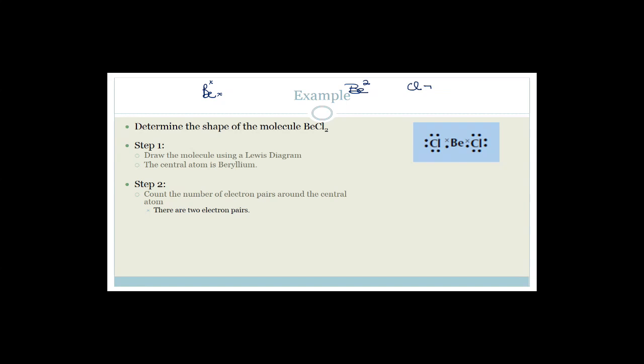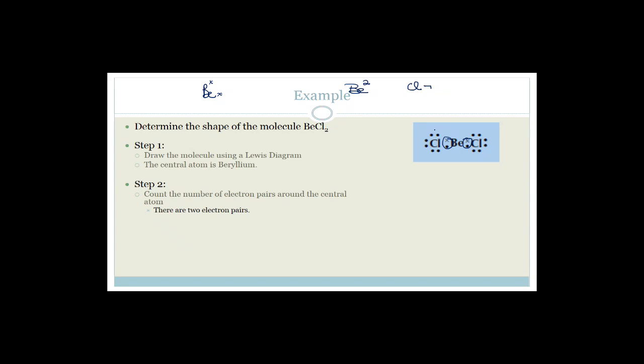Let me see. There are two types of electron pairs, okay? Around the central beryllium atom, do you agree there are no unshared pairs of electrons? Unshared pair, okay. So we've got two shared pairs and no unshared pairs of electrons.